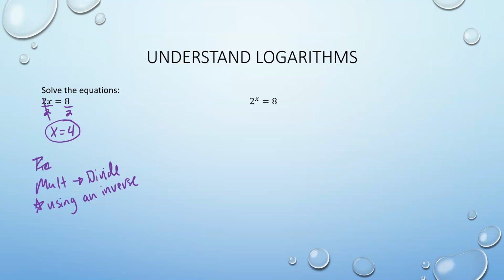This problem is similar to what we just did. We have 2 to the x equals 8. Yes, I can ask myself, what times itself? So we read this, 2 to what power is 8?